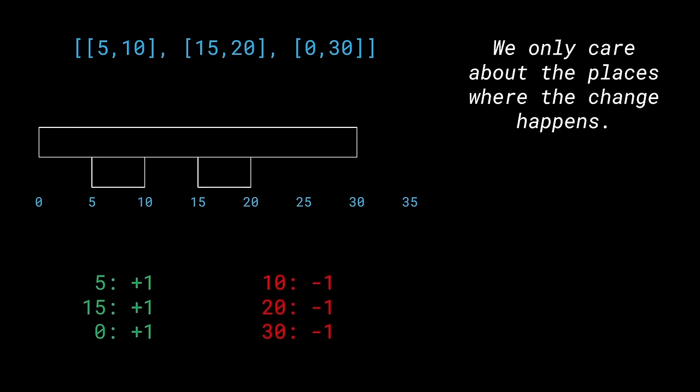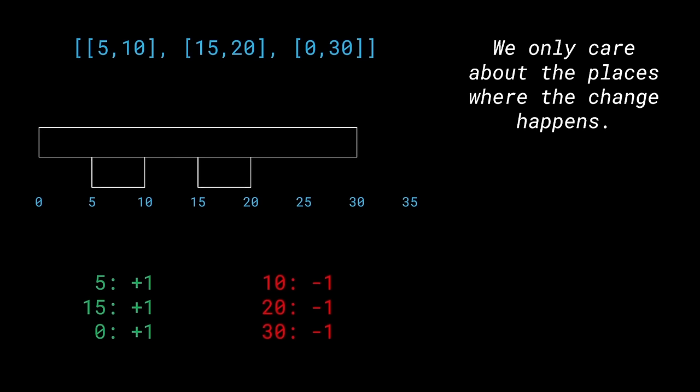And if you look at the visualization, that makes a lot of sense, right? So what we've done is we have picked out all of the starting indices, which are 5, 15, and 0, as you can see from the array on the top, and we have assigned them all plus 1 value. Similarly, we have assigned minus 1 value to 10, 20, and 30, because if you look at the array above again, 10, 20, and 30 are all the ending times, basically saying that at time equals to 10, I require one less meeting room, because at time equals to 10, one meeting has ended, right?